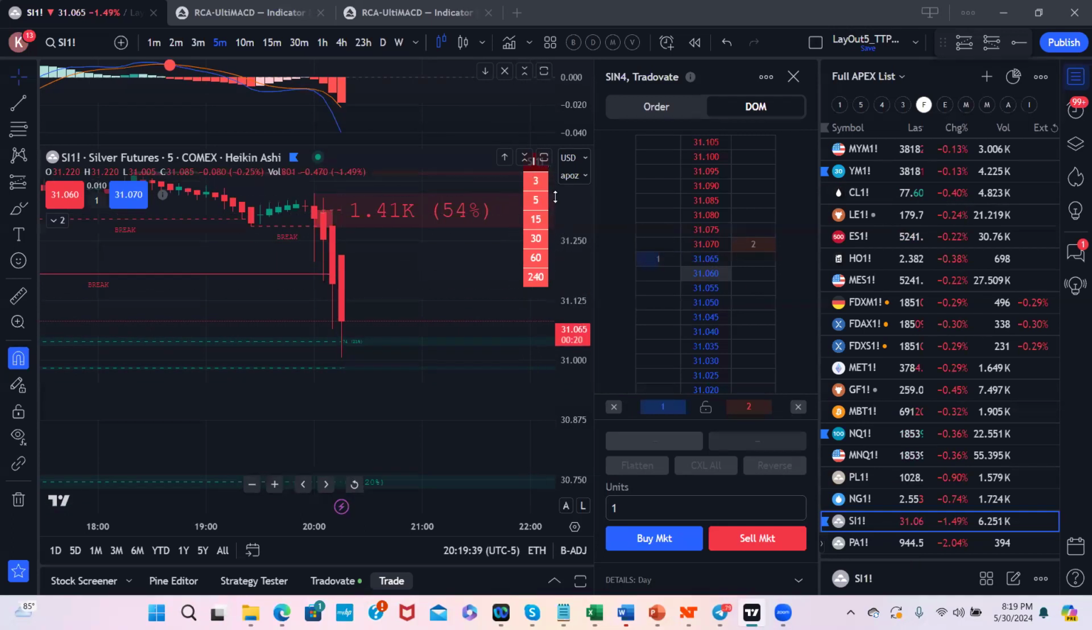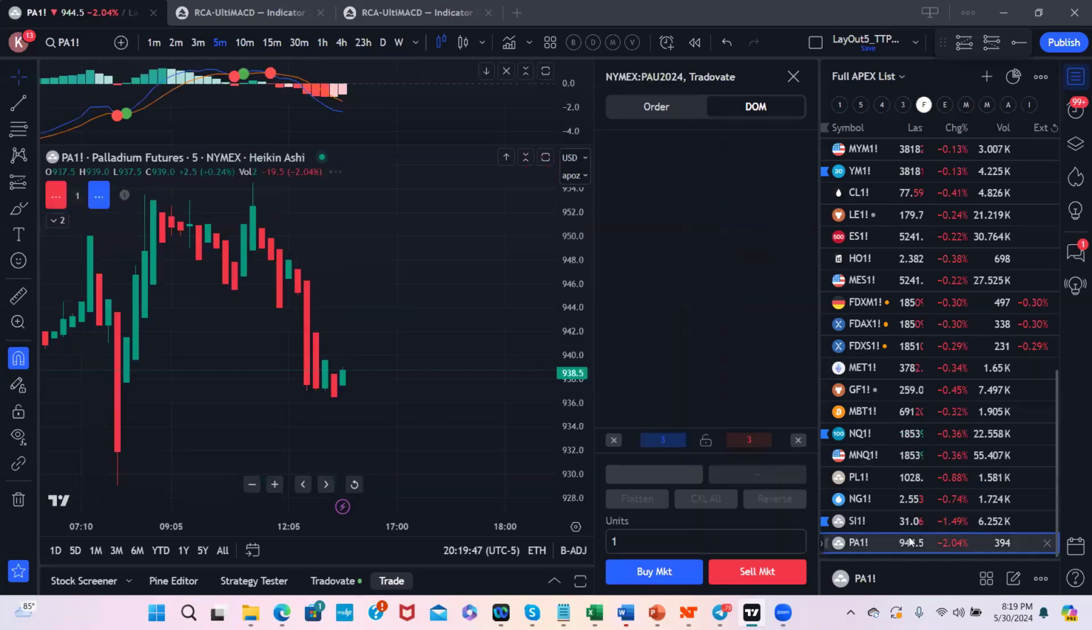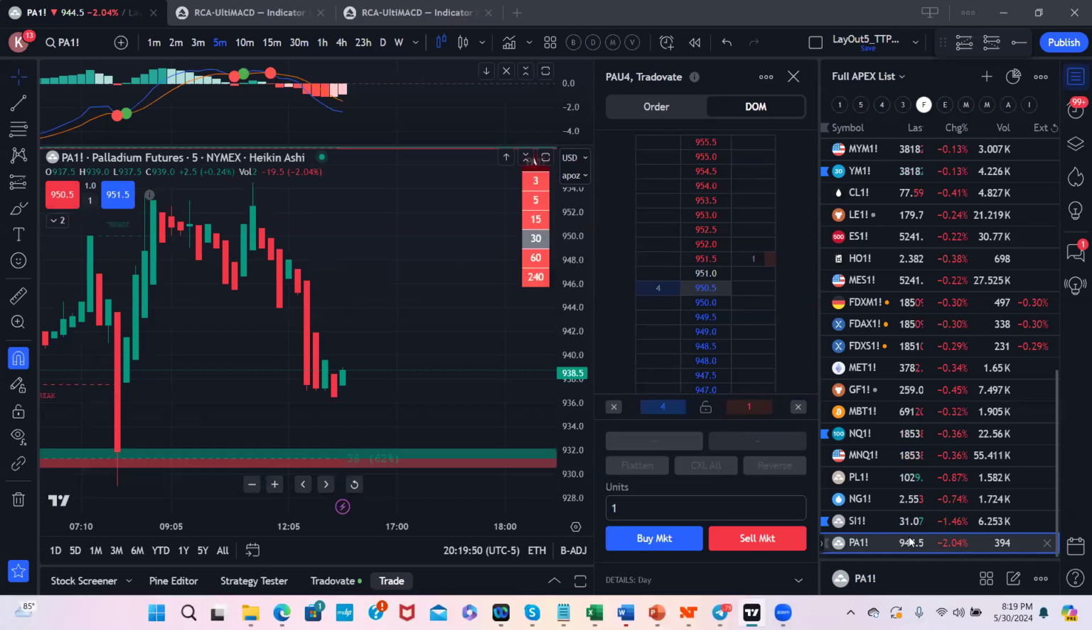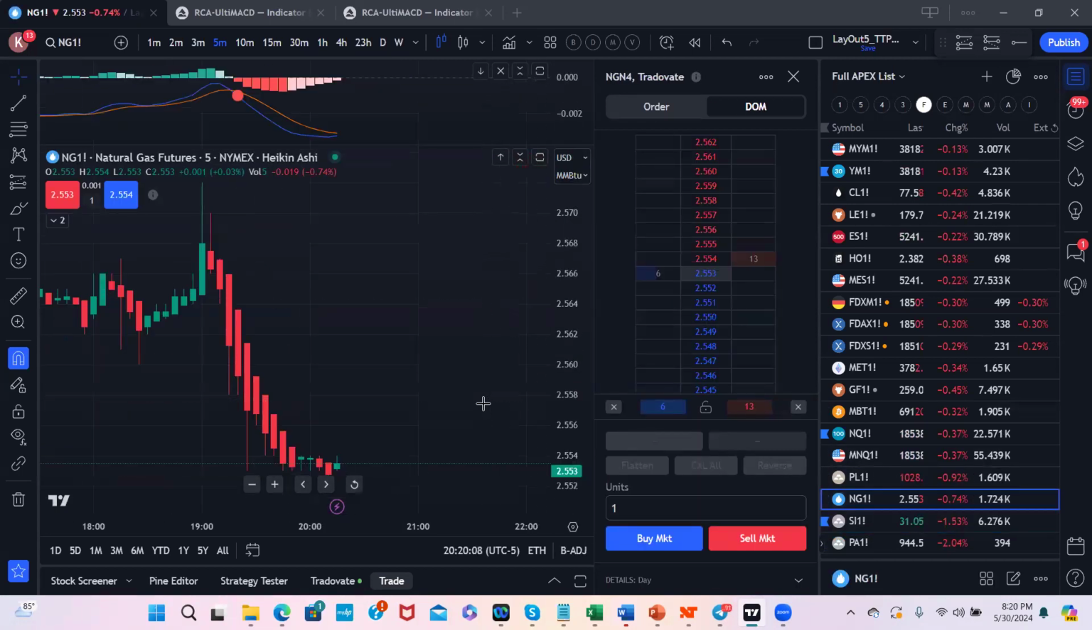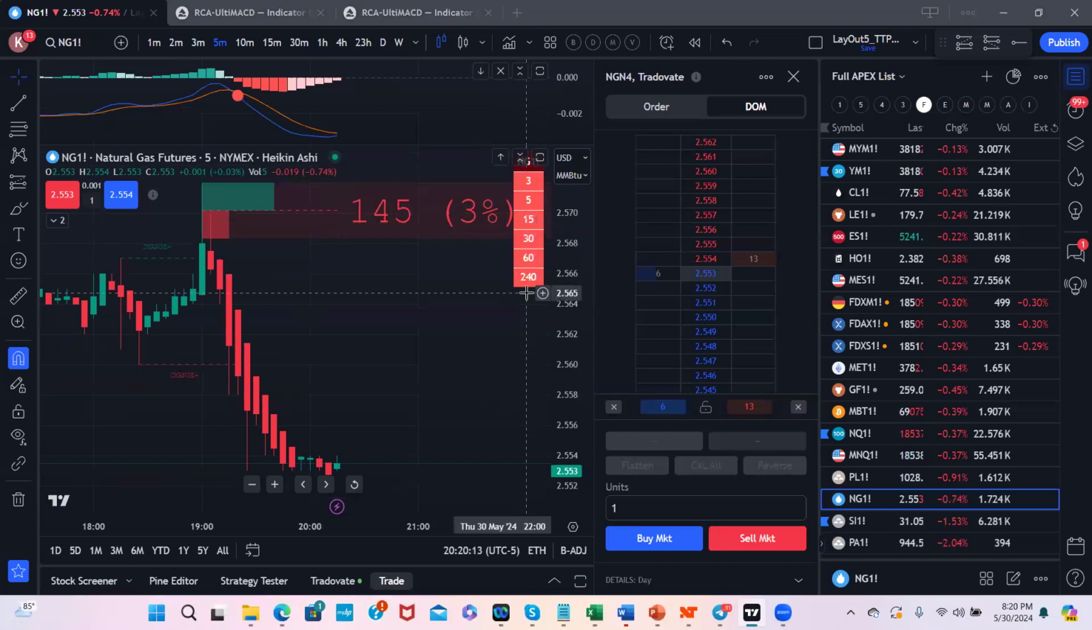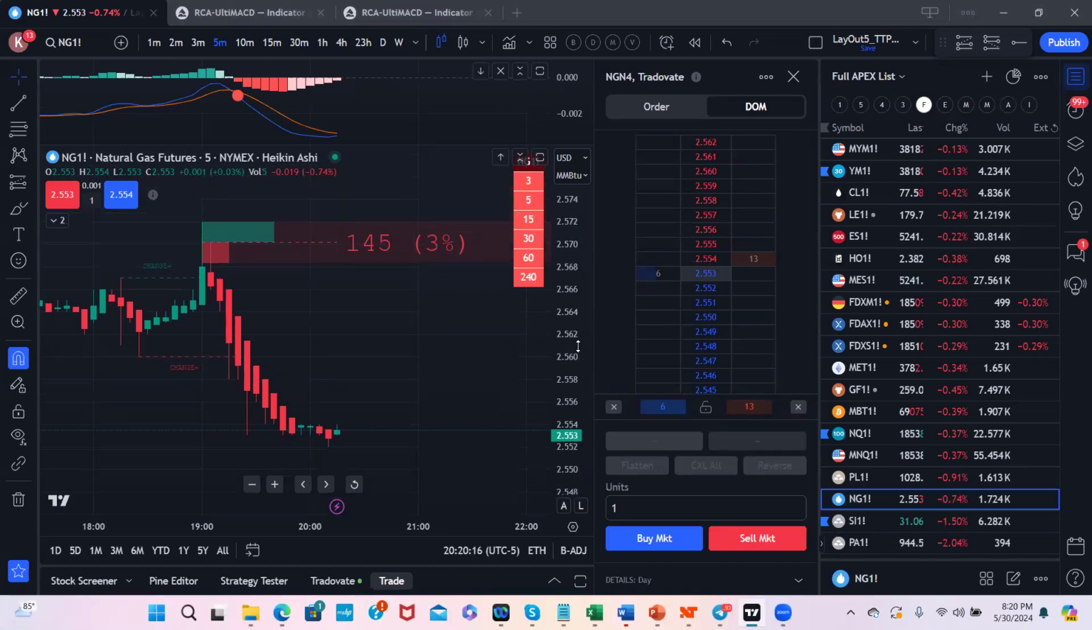For example, if something is looking completely red like this, the best thing is to enable short only. If you see palladium, it is nearly 3, 5, 15, 60, 240, everything is red. Only 30 minutes is a little sideways, choppy. Again, the majority is red, so best for short. Natural gas, again 3, 5, 15, 30, 60, everything is red. So just enable short only.